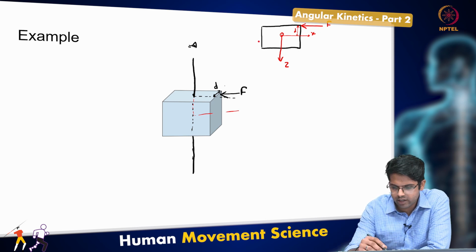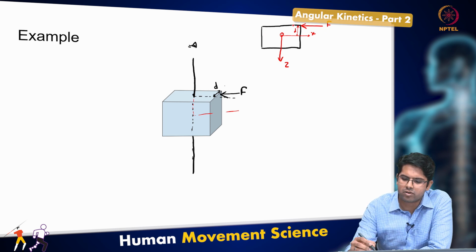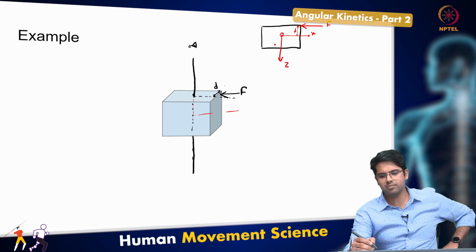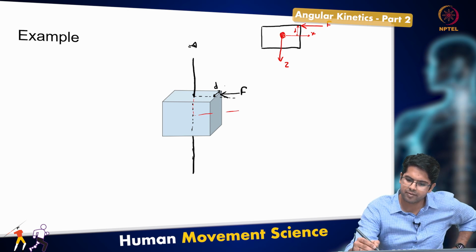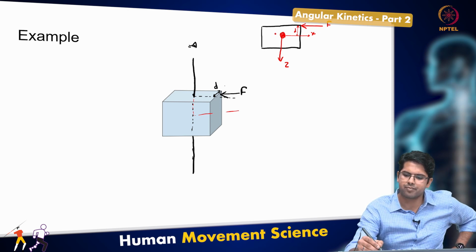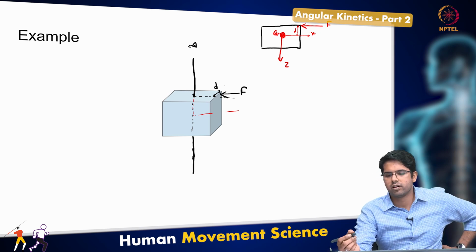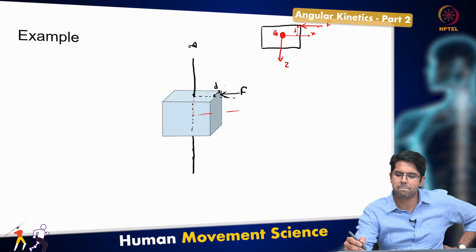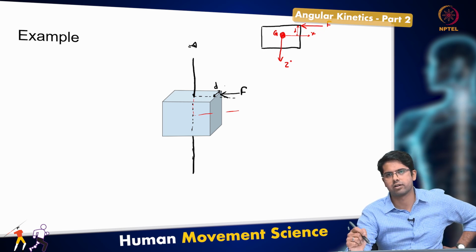So I have drawn it in the simplest possible form. I have identified a coordinate system and located this object in space with reference to that coordinate system. I've marked the center of mass of this body as well, so this is point G, and then I have marked all the external forces that are acting on it. Is that correct?